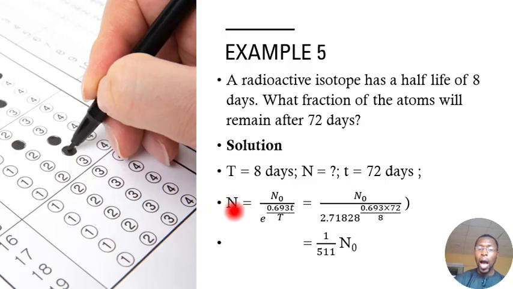So by formula, the amount that remains is equal to the original amount over Euler constant raised to power 0.693 small t over capital T. Now substituting the values, we have N0 over Euler's constant, which is 2.71828, raised to power 0.693 times our t, which is 72, over capital T, which is 8. When you simplify all of this, we have 1 over 511 N0.